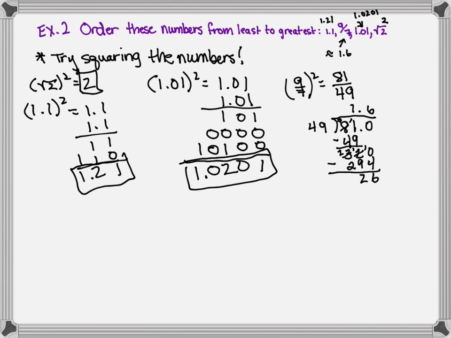So now I can order the squares of these numbers. And 1.6 is the smallest. So 9/7 will be the least number. And then next, we'll have 1.01. And then next will be 1.1. And then finally, we'll have 2. Sorry, square root of 2.